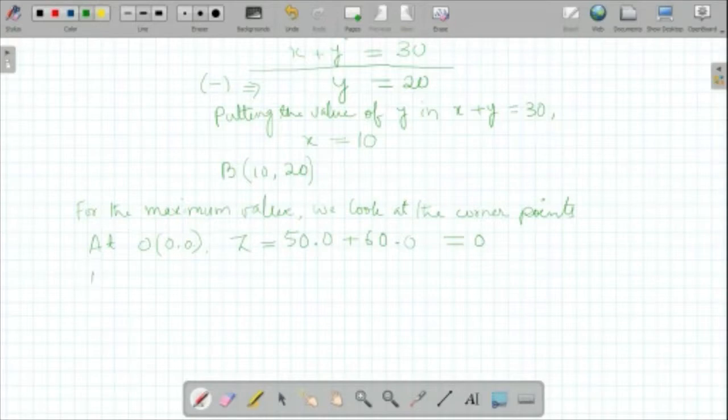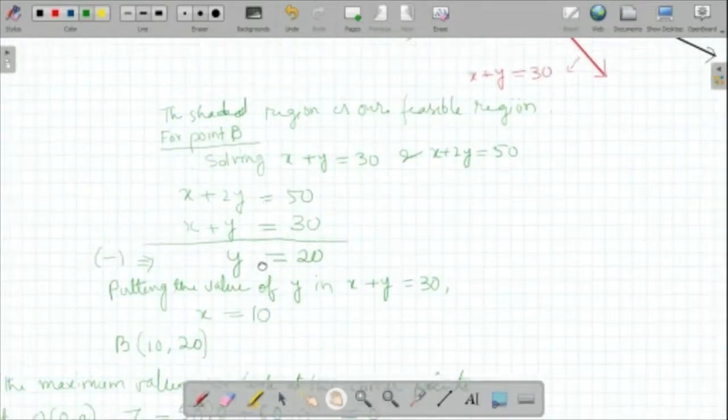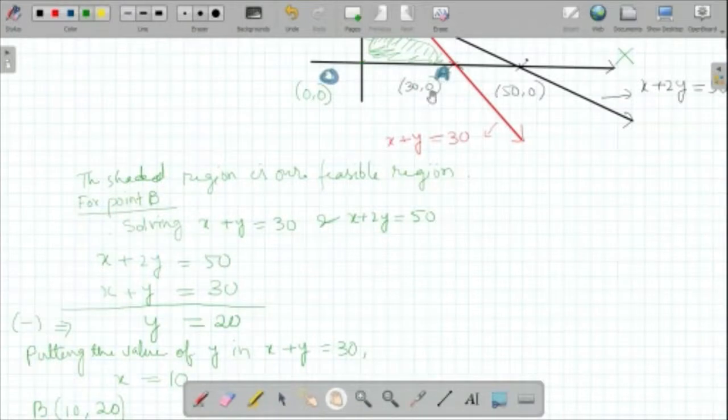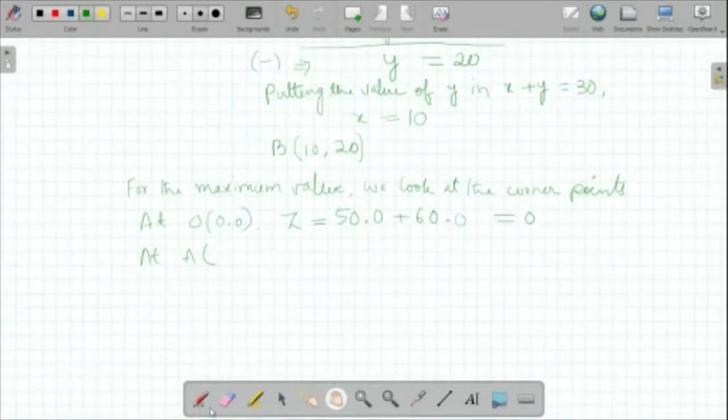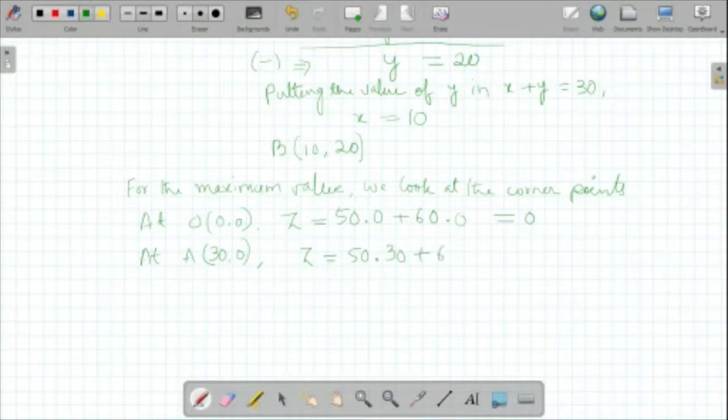Now the next corner point, A. What was A? A was 30 comma 0. So write down here A, 30 comma 0. What is that? It will be 50 times x, what is x here? 30, plus 60 times y, what is y here? 0. So it will be 1500.